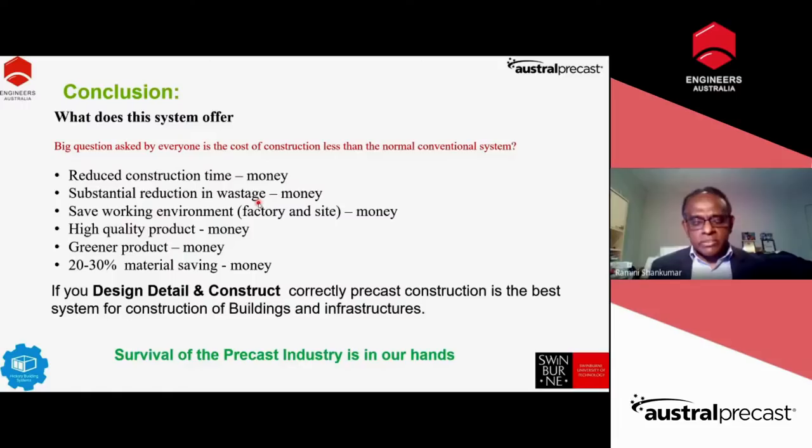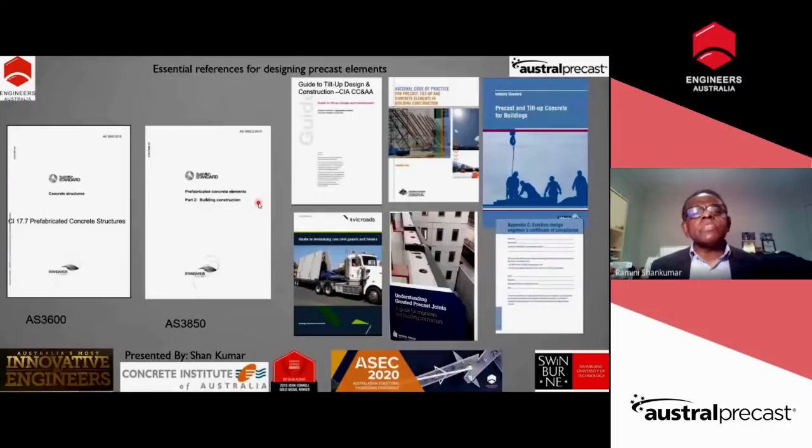With that, I give you some essential references, very important: AS3600, AS3850, Guide to Tilt-Up Design and Construction, National Code of Practice for Precast and Tilt-Up, Victorian Blue Book, and Understanding of Precast Joints, very important. Guide for Engineers prepared by the National Precast Concrete Association. There is an enormous wealth of knowledge around you, and you have to think about it and use it.